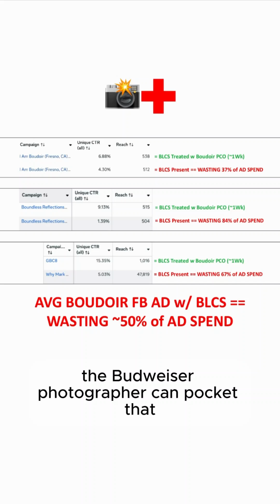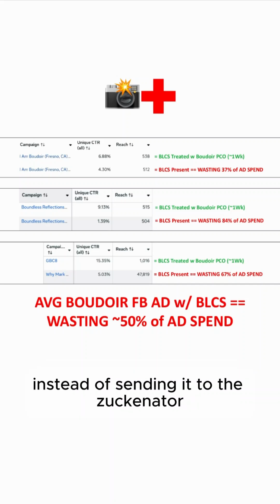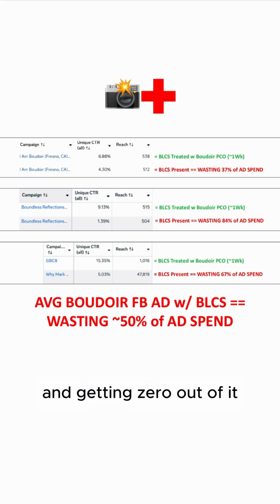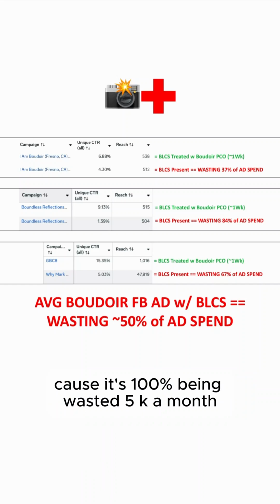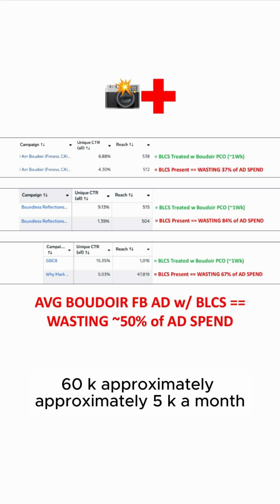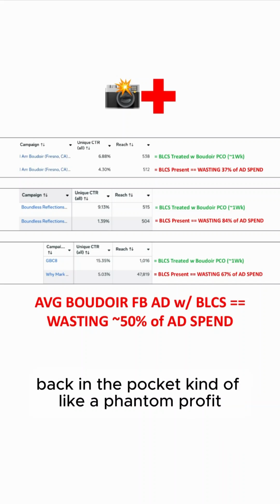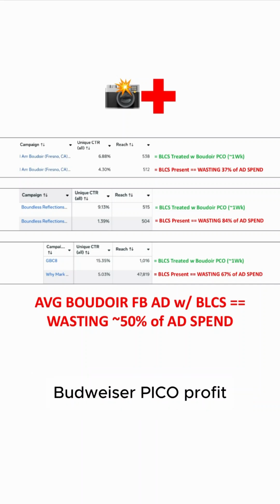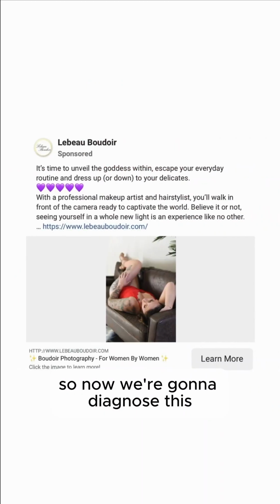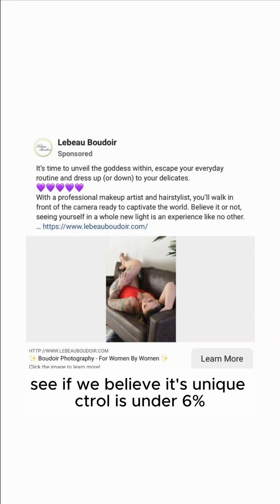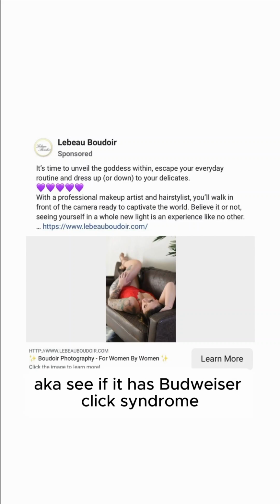The Boudoir photographer can pocket that instead of sending it to the Zuckinator and getting zero out of it because it's 100% being wasted. 5K a month, approximately 60K in the next 12 months back in the pocket, kind of like a phantom profit, Boudoir Pico profit. Now we're going to diagnose this. If we believe its unique CTRL is under 6%, aka see if it has Boudoir low click syndrome.